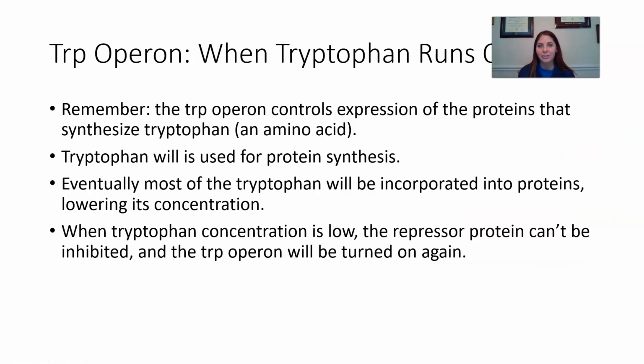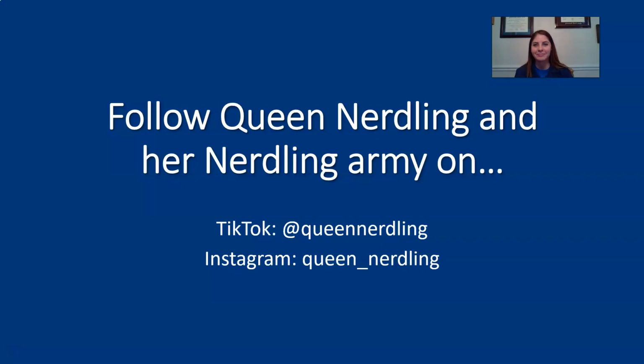So remember, the trp operon controls the expression of proteins that synthesize that special amino acid, tryptophan, and it will be used for protein synthesis. So eventually, most of the tryptophan will be incorporated into proteins throughout our body. That's going to lower the concentration, and that will signal to the trp operon to start making more tryptophan.